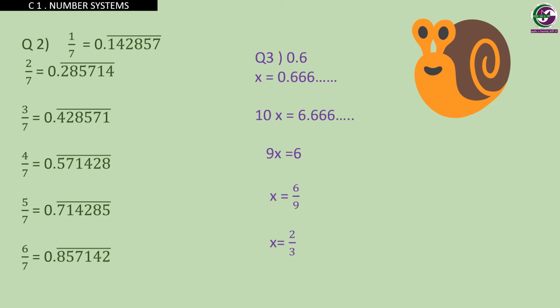Okay, now question 3 is 0.6 bar, to write it in the form of p by q. So you know 0.6 bar can be written in the form x is equal to 0.66, and multiply 10 on both the sides.